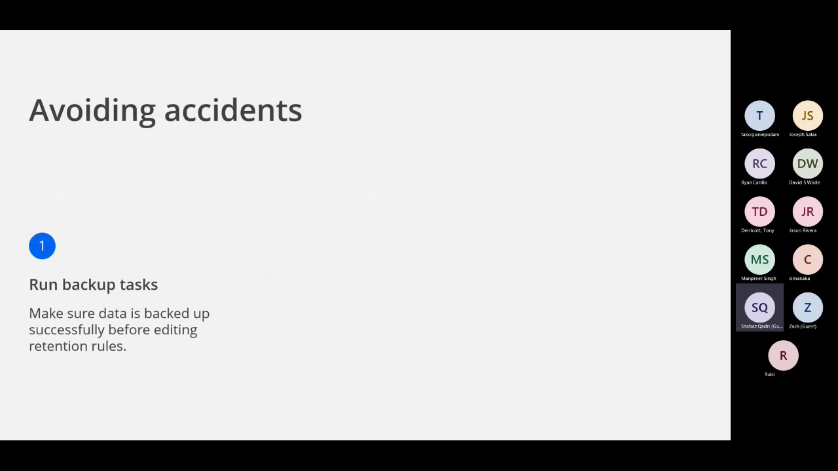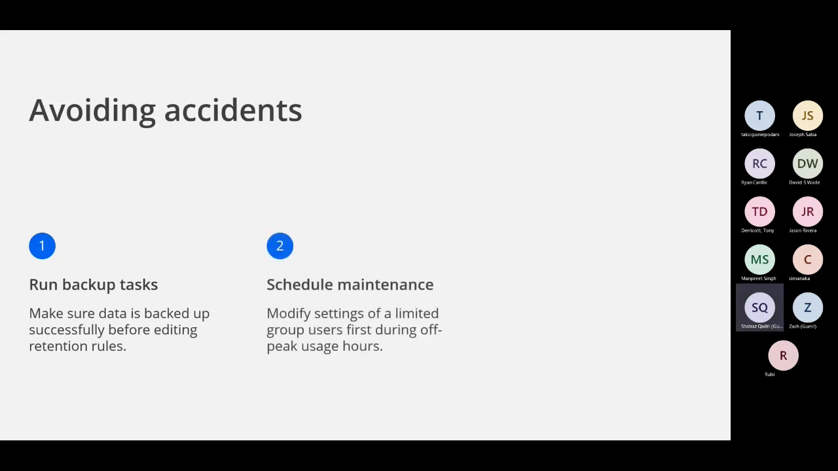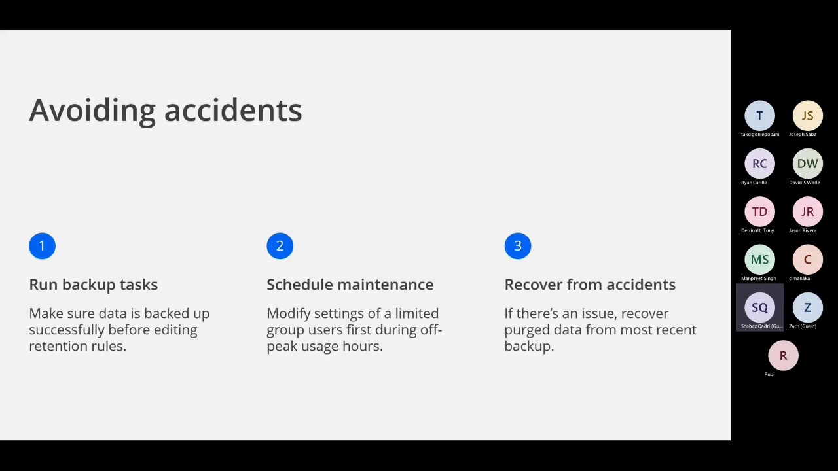Let's go over what you can do to avoid accidental deletion. So you can run backup tasks, make sure the data is backed up and ensure everything is in place before setting up retention rules. You can schedule a time for maintenance and ensure that proper maintenance is being set aside for outside of business hours, and make sure that it's not being done during the peak hours of the day. And lastly, you're going to be able to recover from the accidents if there's an issue. That way, any type of purged or compromised data, you can just recover it from the most recent backup.